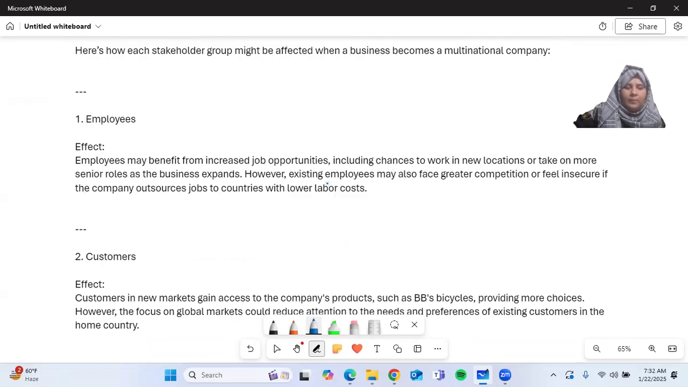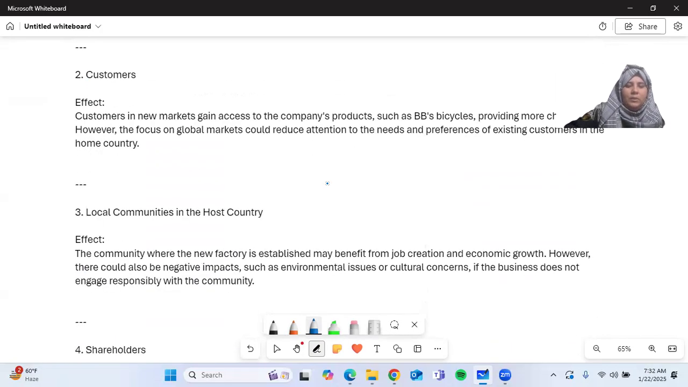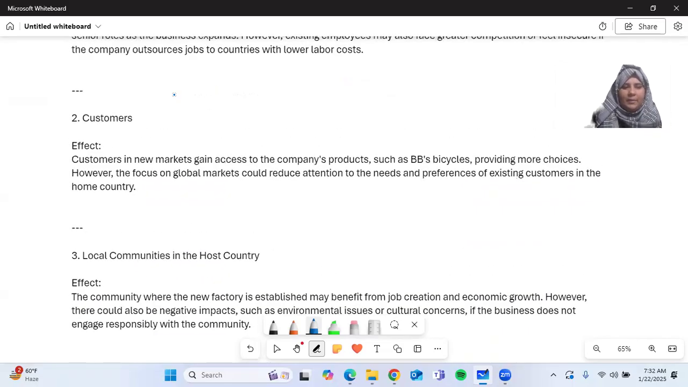How will it impact the local customer? Customers in new markets gain access to the company's products, such as BB's bicycles, providing more choices. However, the focus on the global markets could reduce the attention to the needs and preferences of existing customers in the home market.